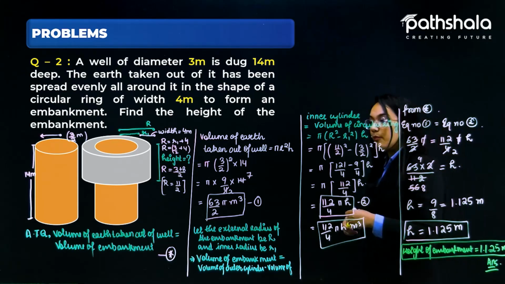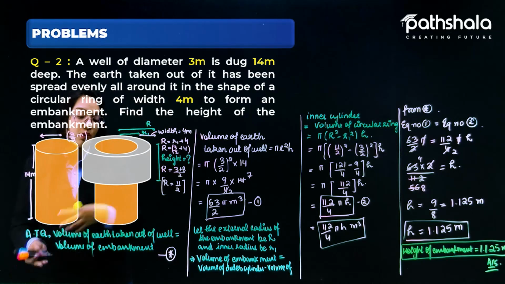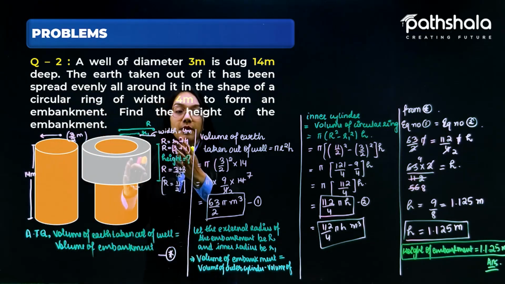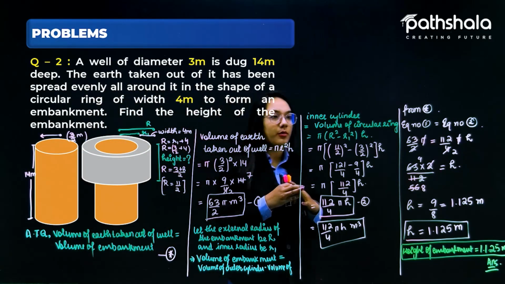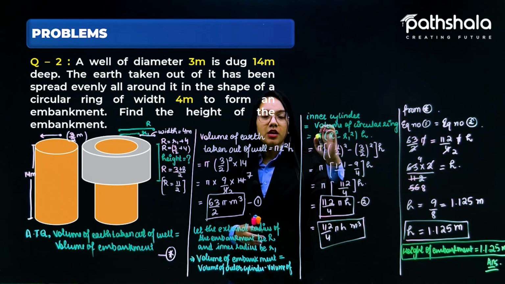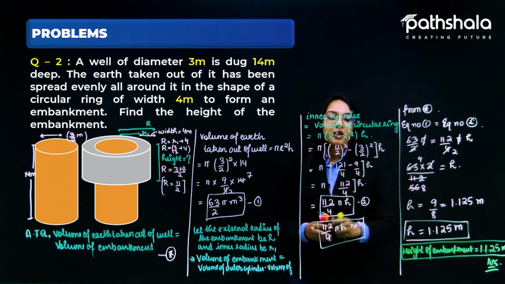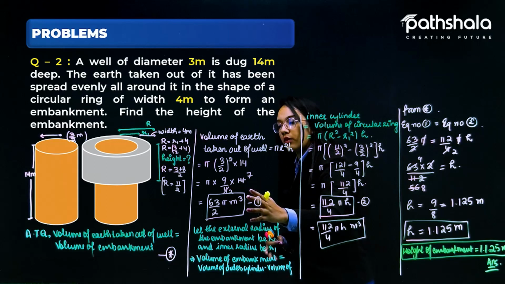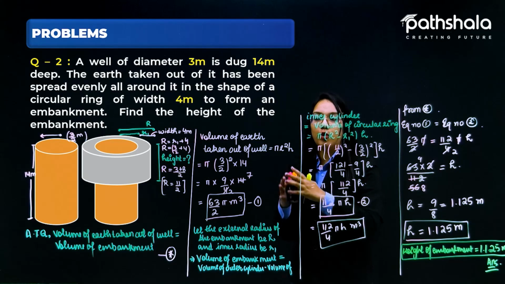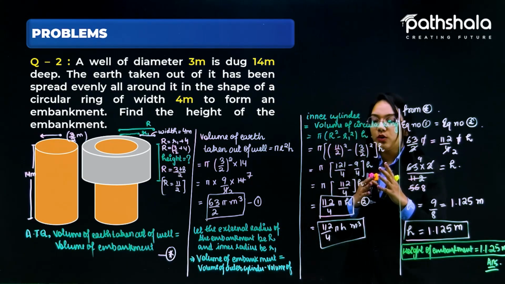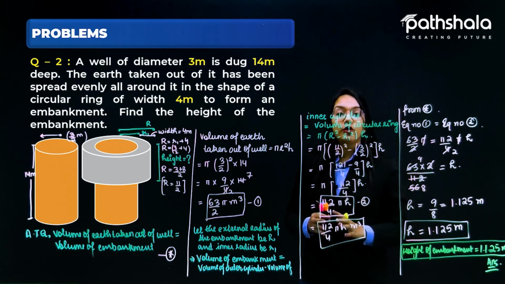As you can see, according to the question, it was given to us that the volume of the earth taken out of the well is equal to the volume of the embankment. We know that the embankment forms a circular ring, and the volume of the circular ring is pi R1 square minus R2 square into h, the radius of the inner minus the radius of the outer, into h. After comparing the two volumes, the volume of the earth taken out of the well and the volume of the embankment, we have calculated h as 1.125, which is the answer for this particular question.